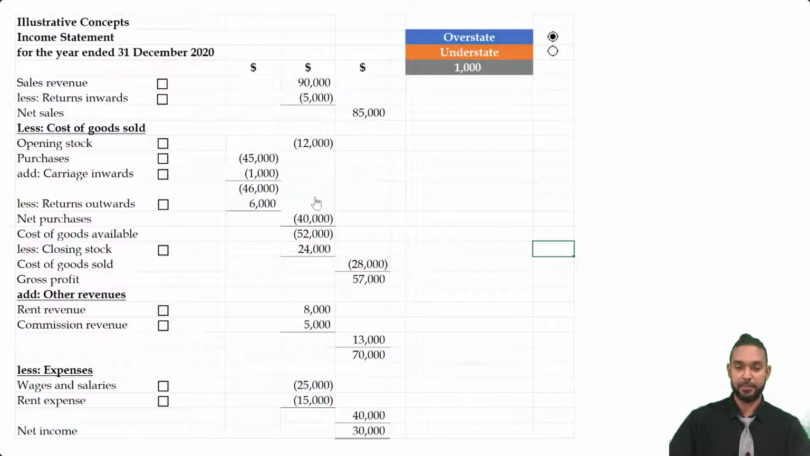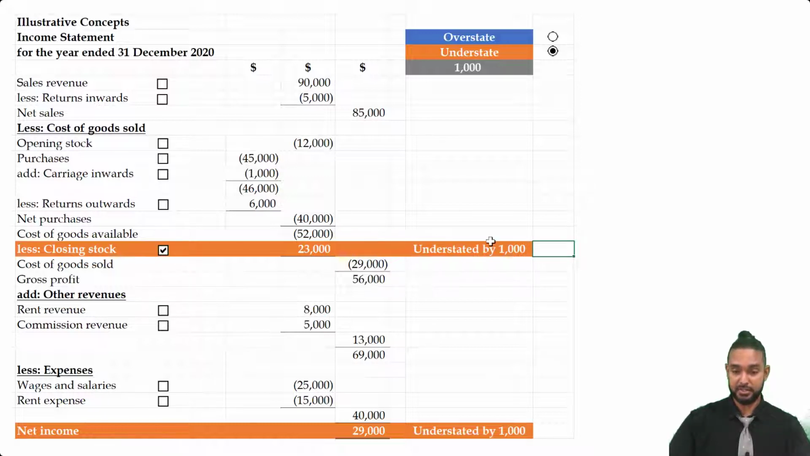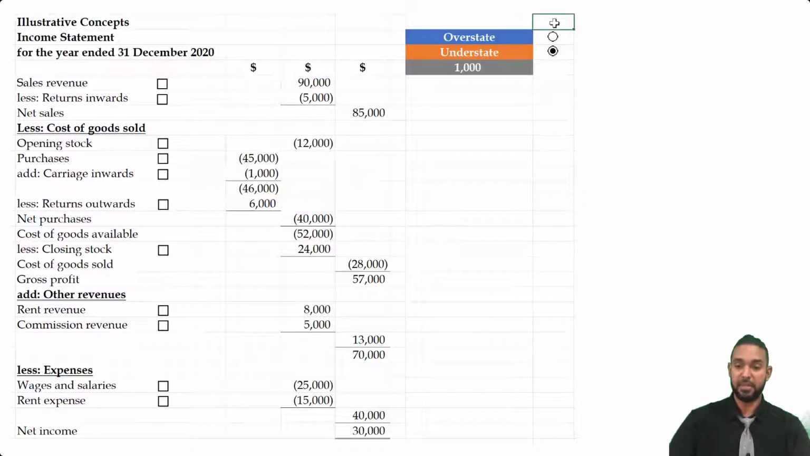understated it instead? So it'll go down to 23 and this should go down to 29. If it does, there you go. See, understated by 1,000, understated by 1,000. So they move in the same direction. So closing stock behaves like a revenue, opening stock behaves like an expense. So we're going to treat them accordingly.